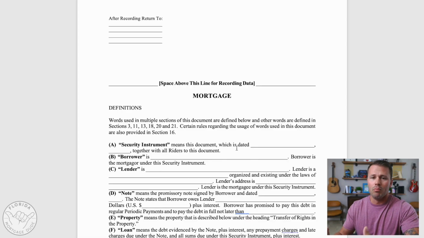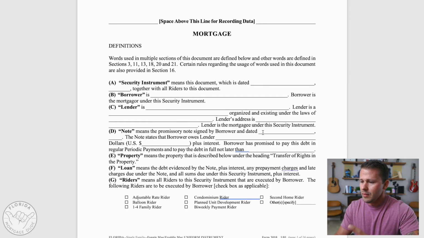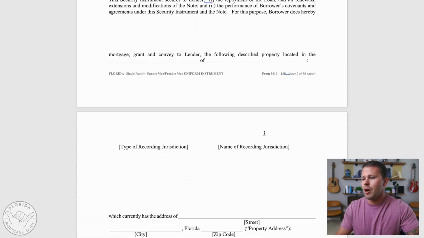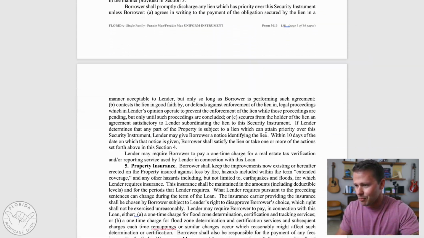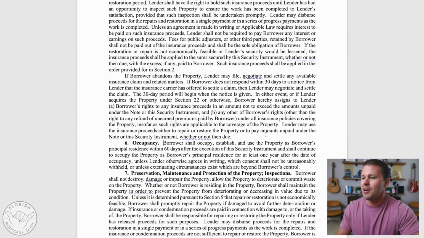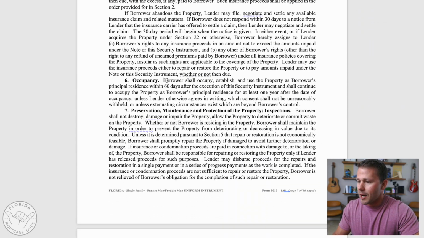So I've pulled up a mortgage here, which is a security instrument. Now, a security instrument basically secures a debt obligation or loan to a piece of real estate. So this is the general mortgage that we're gonna look at here. As we scroll down, and we're focusing on primary residences right now, I'm looking for section 6. I've already read through this, so I didn't want to bore you guys with trying to find it, but here are the occupancy requirements in the mortgage that you sign when you're purchasing your real estate.